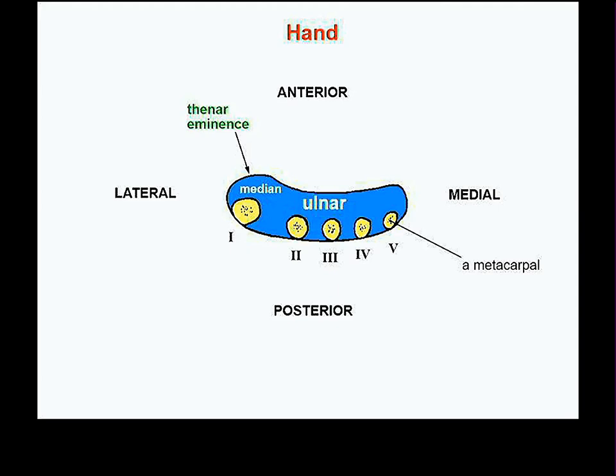On the other hand, if I named a muscle in the hand and you didn't have any idea where it lay, your smart bet is to say ulnar, because the ulnar quantitatively does the majority of muscles in the hand. Median just does 3 or 4, 5 maybe. Here's all you need to know.